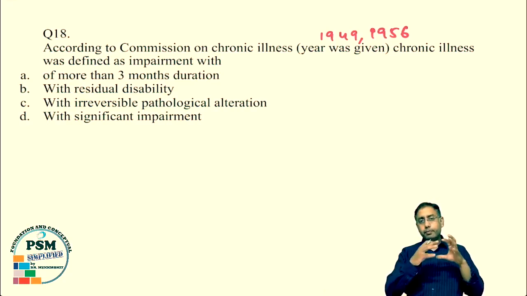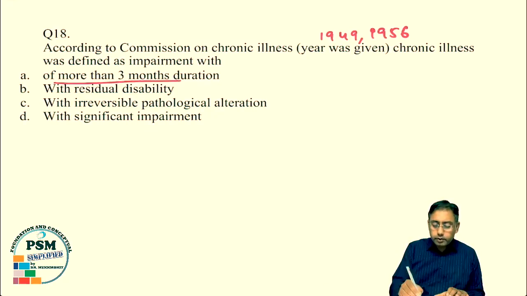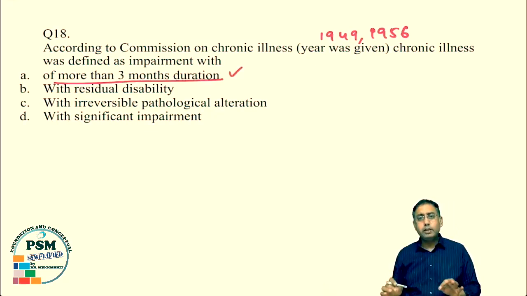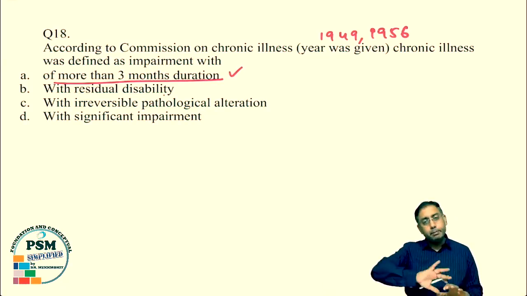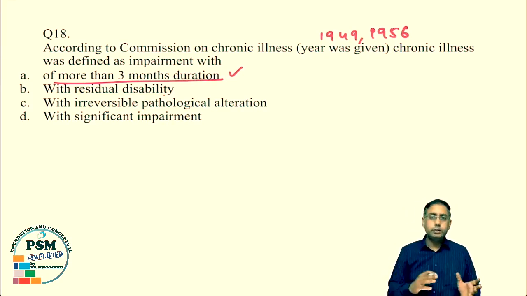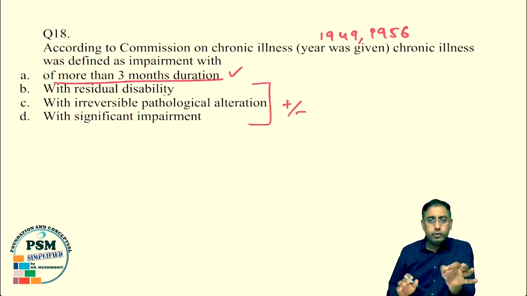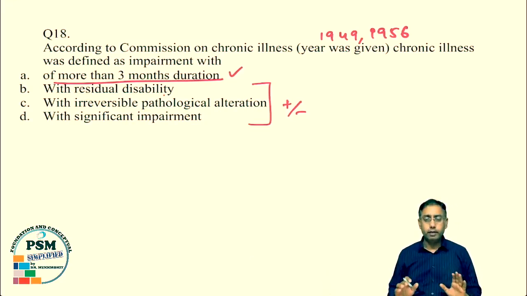So earlier, chronic illness was defined as anything of more than 3 months duration, which stays with us for a prolonged time. There is no criteria that there should be disability. It may be there, it may not be there. Impairment may be there, may not be there. Pathological alteration, they all mean the same, plus or minus. But there is a disease which stays with you for 3 months, and it may go off or it may not go off by itself.